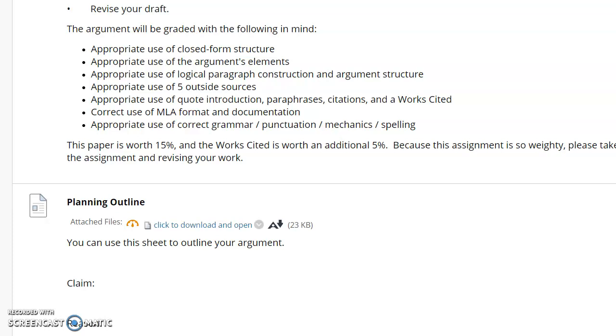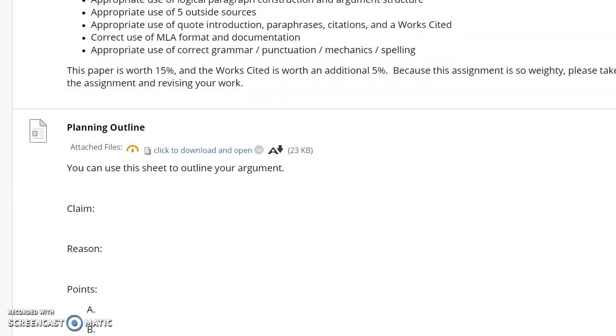This paper is worth 15%, and the works cited is worth an additional 5%. And so, in essence, this entire assignment, this version of it is worth 200 points. So 150 for the paper and 50 for the works cited. So I really encourage you to take your time and to work through this.